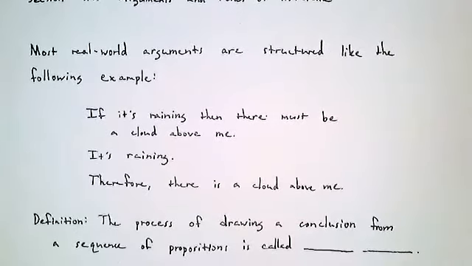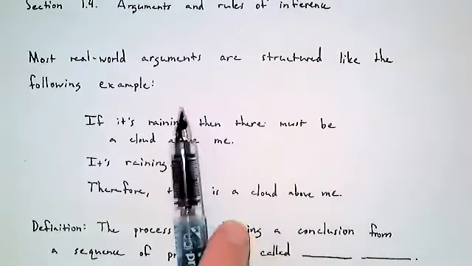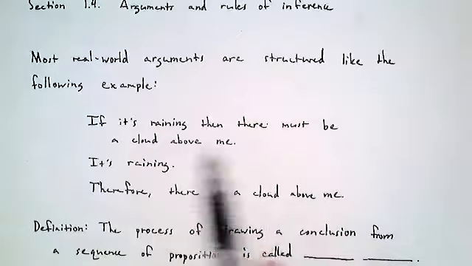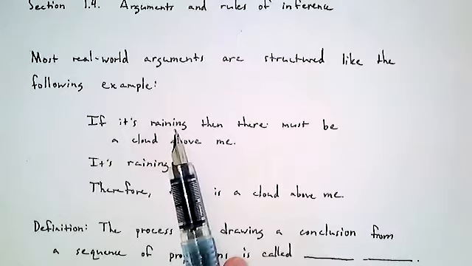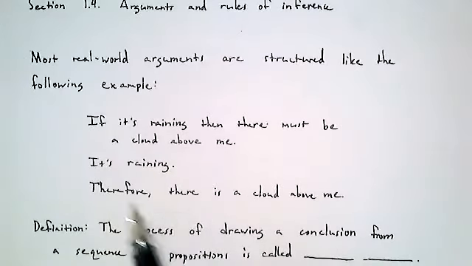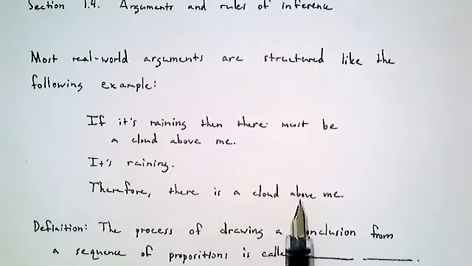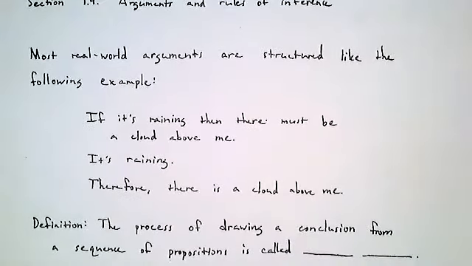And we're going to be looking at this example, a silly little example, but it's a good outline for an argument, because lots of arguments have this kind of structure that we're going to see. And here it is. If it's raining, then there must be a cloud above me. It's raining, therefore, there's a cloud above me. So it's a pretty uncontroversial kind of argument. Definitely, if it's raining, then we can agree there must be something dropping rain.